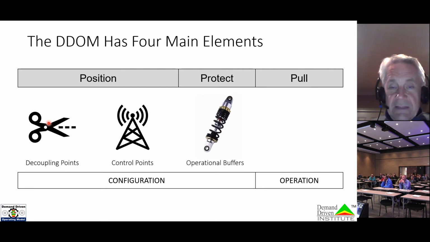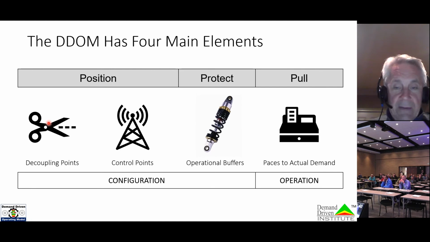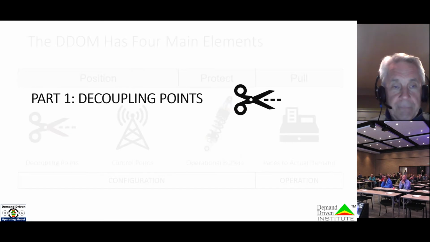The third is the concept of buffers. That can be stock buffers, it can be time buffers, and it can be capacity buffers. And we'll talk about how we're going to utilize those to, again, gain further control of our system. And then obviously pull is all about pacing to actual market demand.